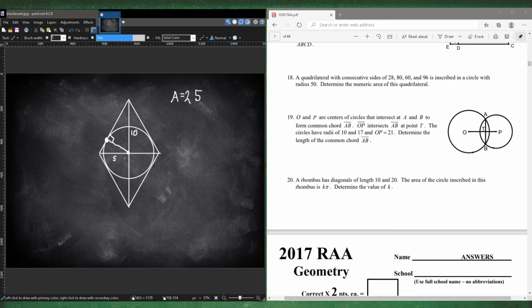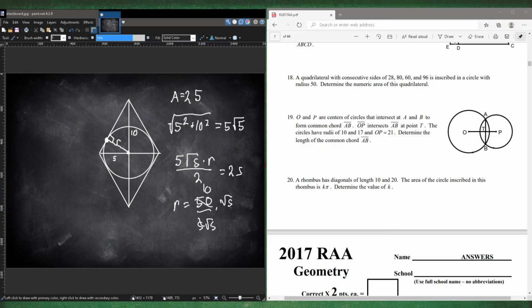So we need to find the base, which is 5 squared plus 10 squared, and then take the square root. That's the square root of 125, which is 5 root 5. So our base is 5 root 5, and our height is also our radius. So the base times the radius divided by 2 is our area, which is 25. So our radius is equal to 50 divided by 5 root 5. Cancel out the 5, that's 10 over root 5. Multiply by root 5 over root 5, and that's 10 root 5 divided by 5, which is 2 root 5.